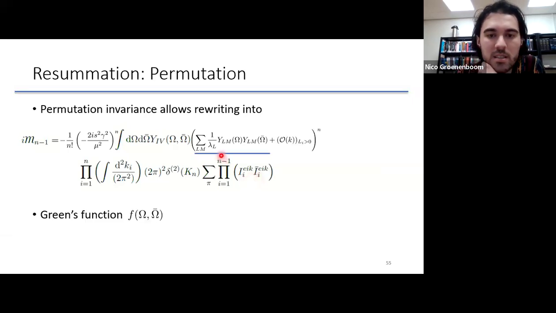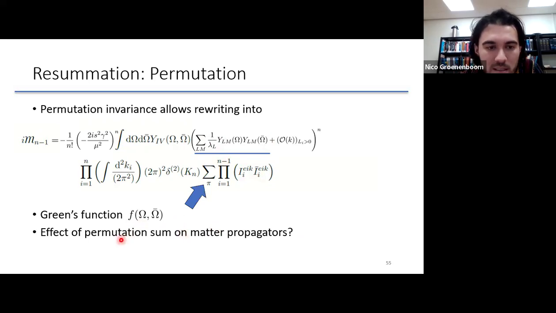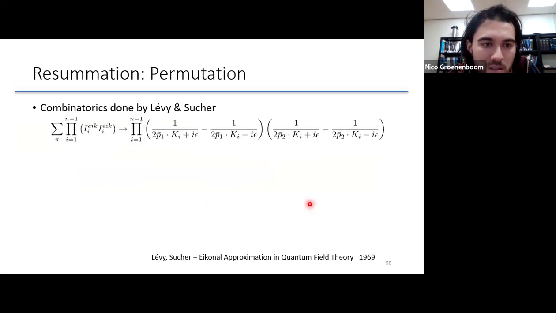So the first observation is that also in this Eikonal resummation, the graviton harmonics sum up to give exactly the Green's function that we saw before. And the remaining observation is that the sum of the permutations now only affects matter propagators. So we only need to shift our question of what the effect of the permutation is to those. And this is again the combinatorics problem that was done by Levy and Suger. They did things without partial waves, but we've now also integrated out the partial waves.